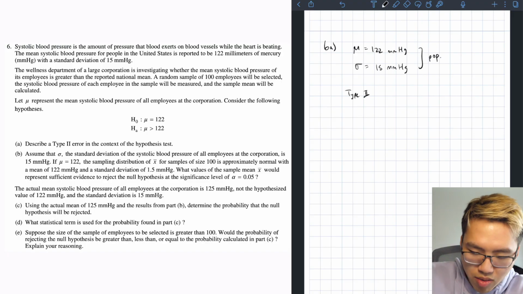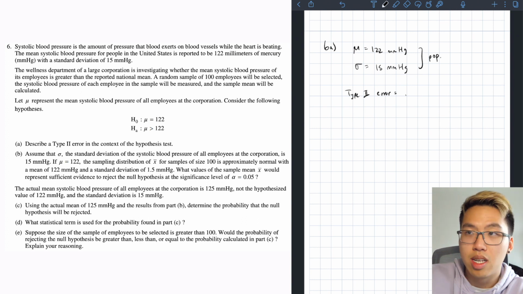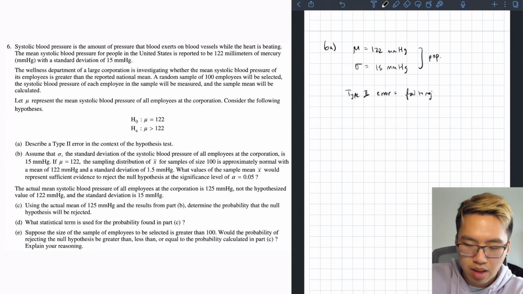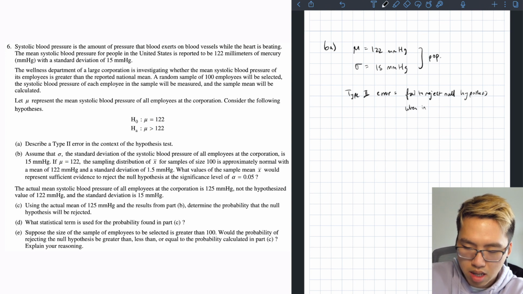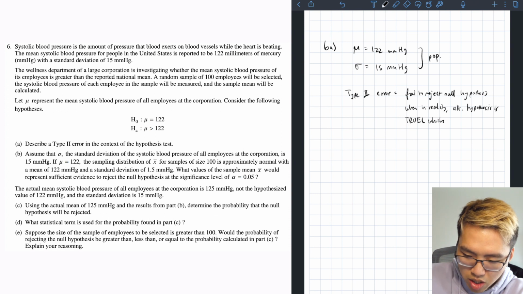So let's write out all the things I just said. More succinctly, type 2 error is when we fail to reject the null hypothesis when in reality the alternative hypothesis is true, which we never know.